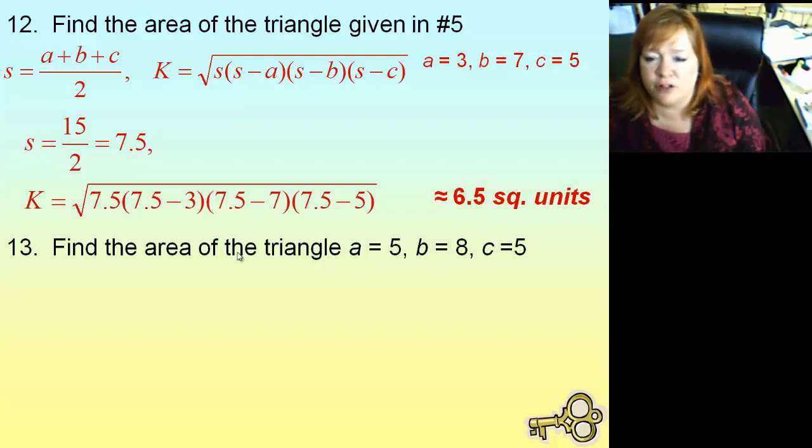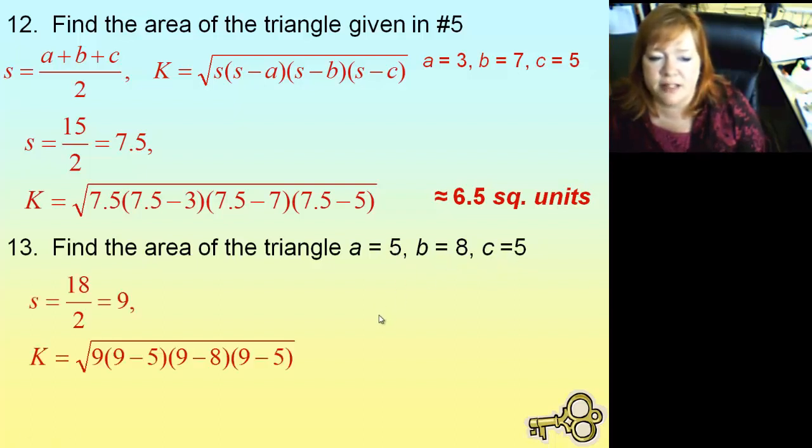Here's an area of a triangle, 5, 5, and 8. So 5, 5, and 8. I'd use Heron's formula again, get the semi-perimeter, which is 9, then you'd have 9 times 4 times 4 times 1. You get about 12 square units, and that's it.